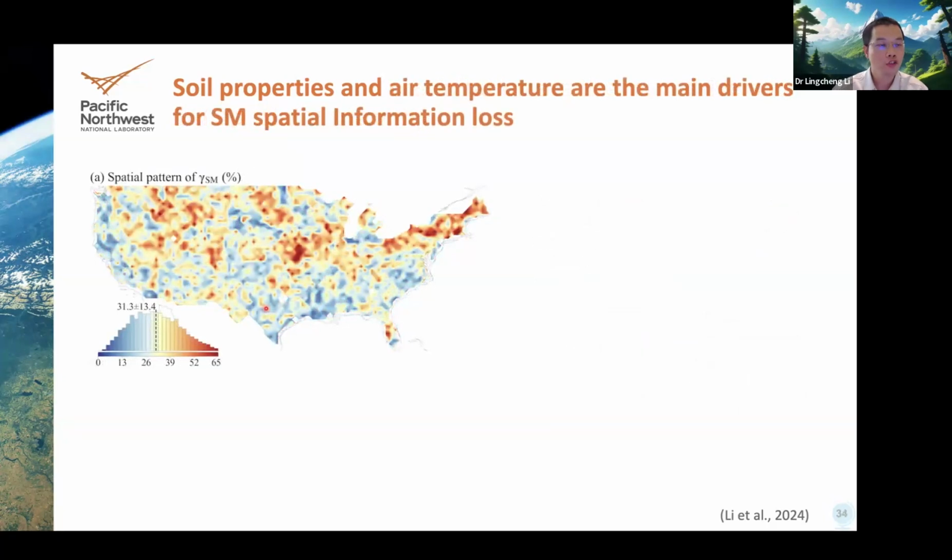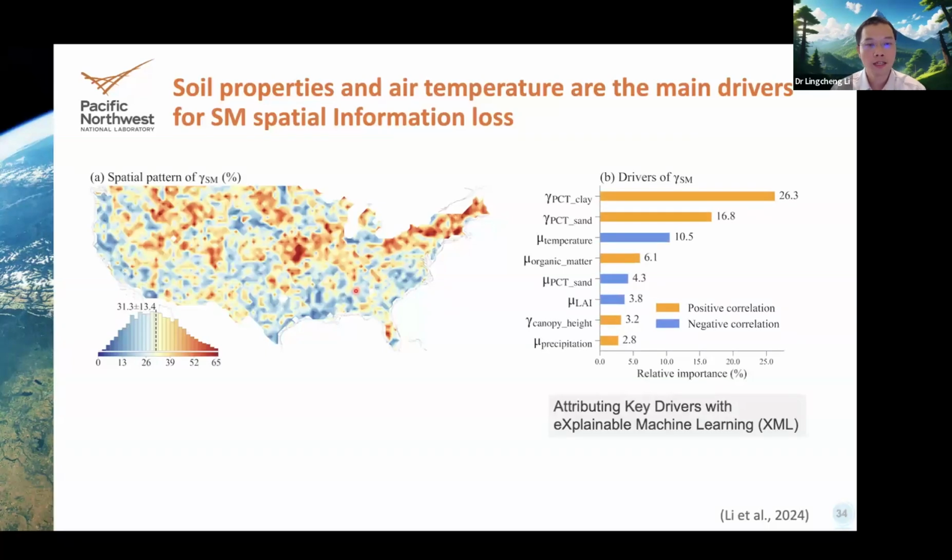And then this figure shows you the information loss when we upscale from 1 kilometer resolution to 12 kilometer resolution. So overall, from the entire corners, there is about 30% information loss when we do the upscaling for the soil moisture. And similarly, like we attribute and find that the soil properties and also the temperature are the major factors driving this spatial pattern of information loss.